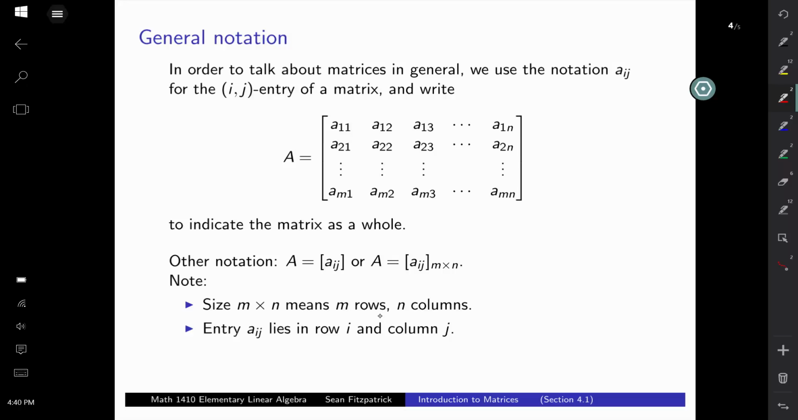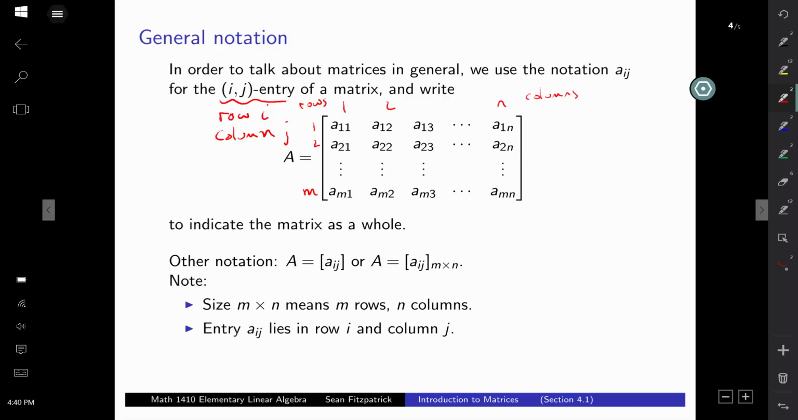So this is something which is, remember, row i, column j. The rows are the horizontal guys, so you have row 1, row 2, down to row m. These are your rows, and then your columns are going across, column 1, column 2, all the way across to column n.